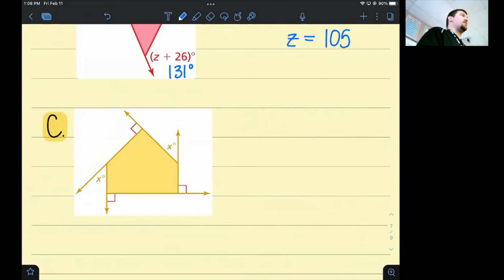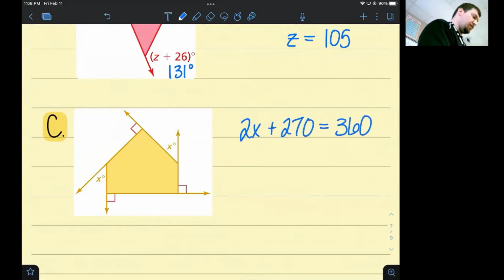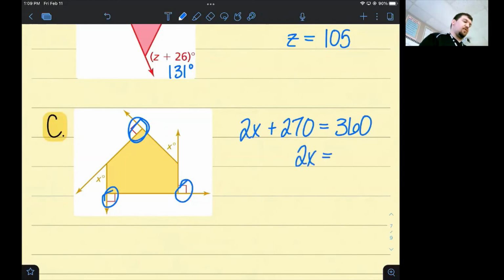So what's the equation I could start with here, Christian? All right. You can combine your 3 right angles together to get 270. We know x plus x is 2x. Christian, go ahead and tell me what the next step would be. Okay. And when you subtract 270 from 360, what would that give you? 90. And divide by 2. There we go. So each of these would be 45 degrees.